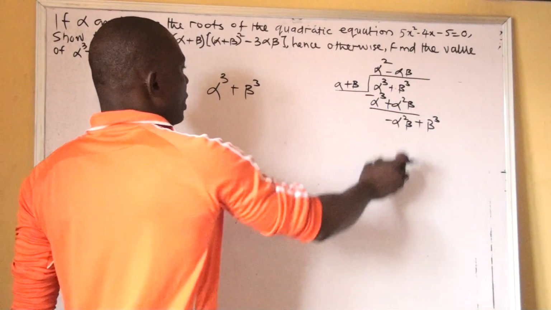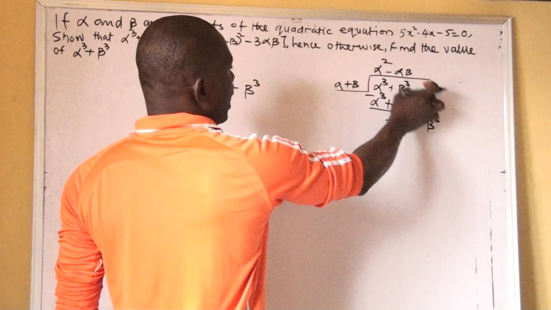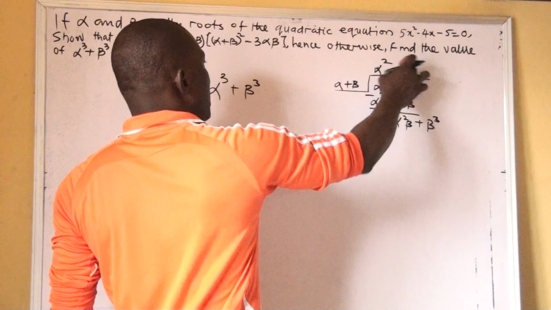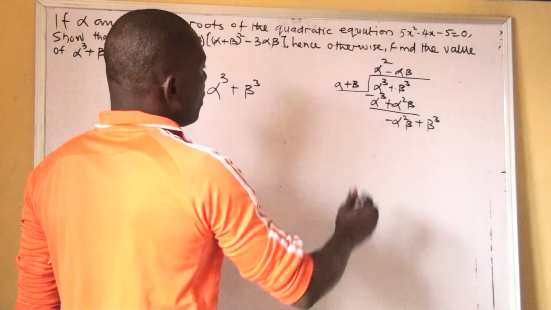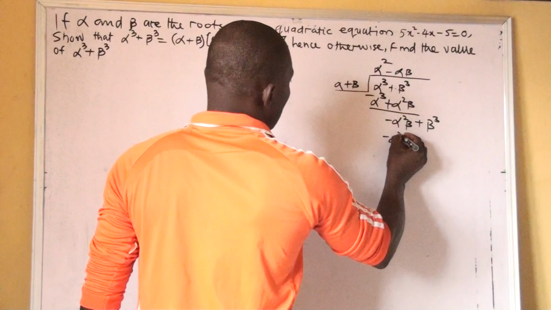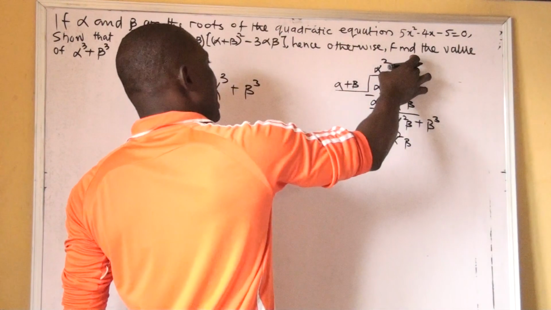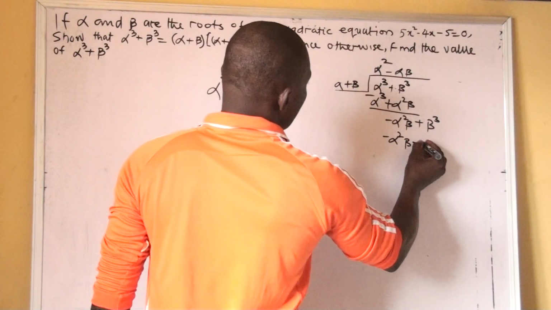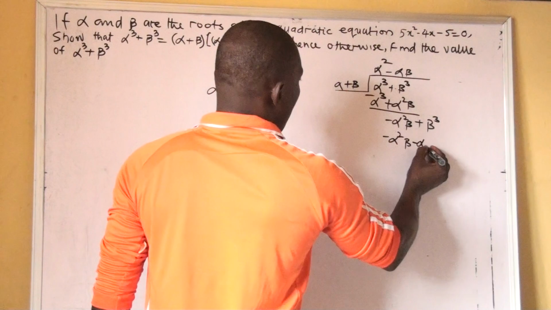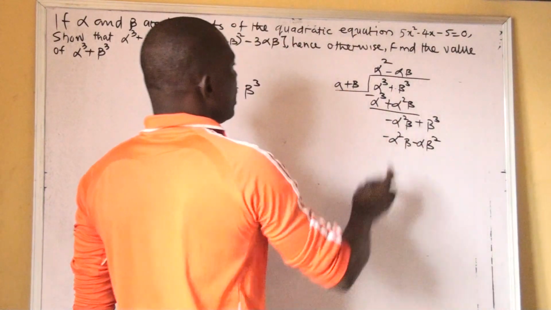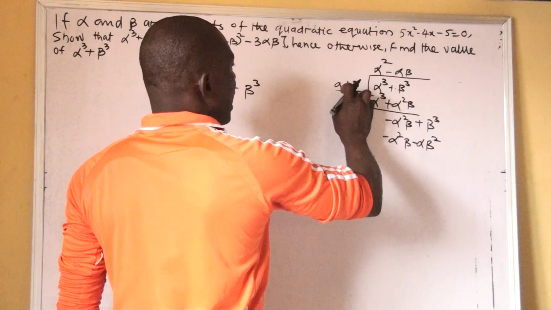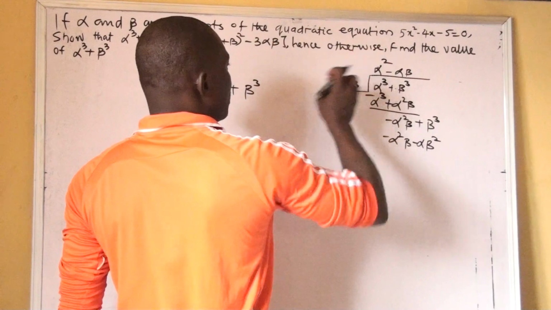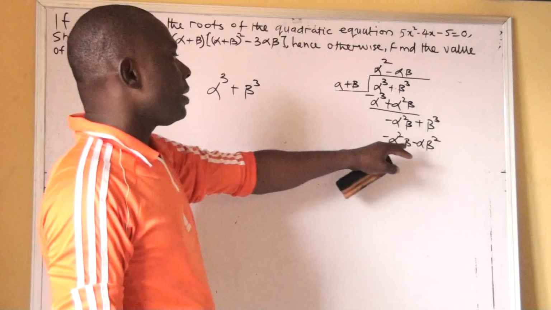Having done this, you don't have anything to do with this last term here. We'll keep on bringing it down. Minus alpha beta times alpha will give us minus alpha square beta, minus alpha beta times beta will give us minus alpha beta square. Alpha times beta will give us alpha beta. Beta times beta here will be beta square.